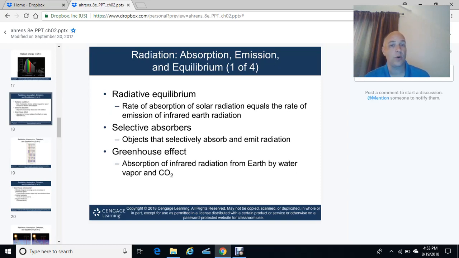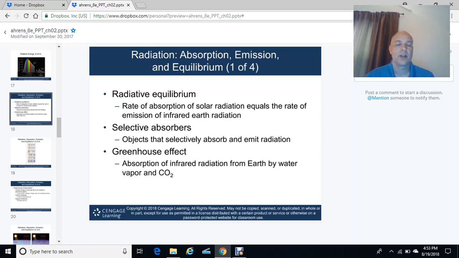There's something known as selective absorbers, which are objects that selectively absorb and emit radiation. Some of our gases in the atmosphere are actually selective absorbers, and they may allow the shortwave solar radiation to come through, but they will not allow the long-wave Earth radiation to go back out to space. An example of this would be carbon dioxide, CO2. CO2 readily allows the shortwave solar radiation from the sun to pass through and reach the surface of the Earth, but carbon dioxide will not allow the longer wavelength radiation from the Earth to go back out into space.